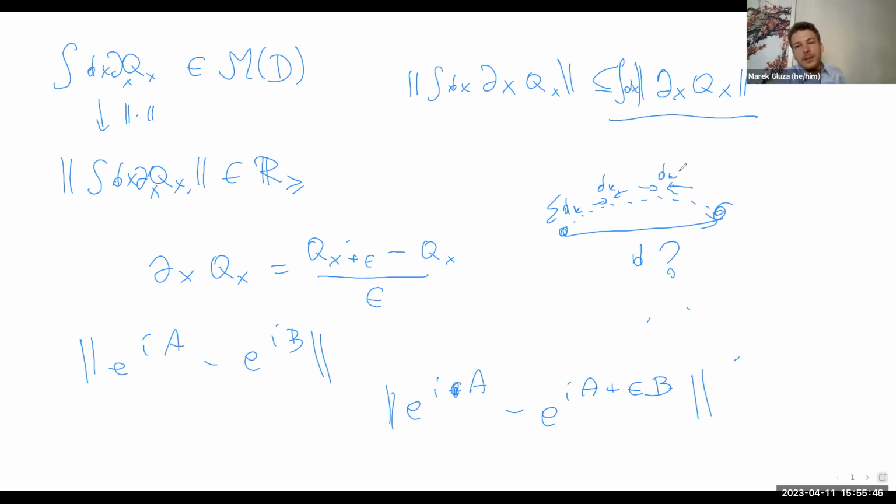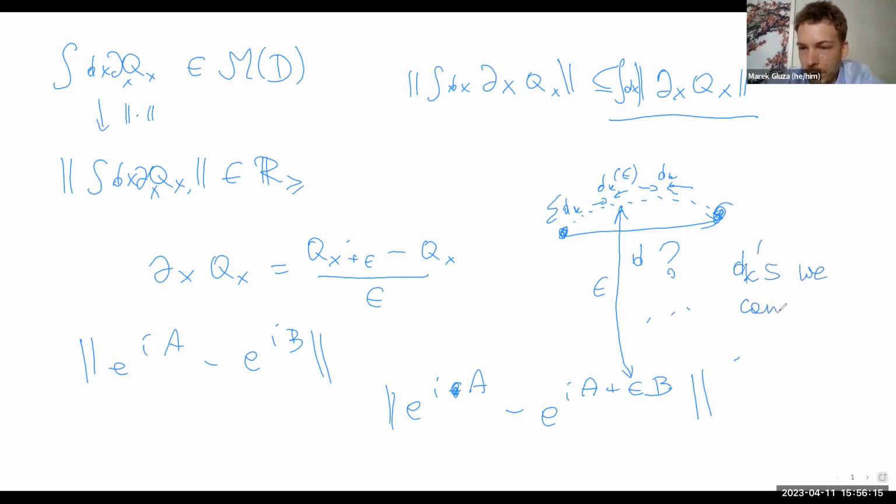And the point is that because we get some small epsilon into the game here to compare those complicated objects with each other, this epsilon, okay, let me write the epsilon somewhere there. This epsilon comes into play, and we have some dk of epsilon, okay? And then those dks, we can compute. We get some handle on this.